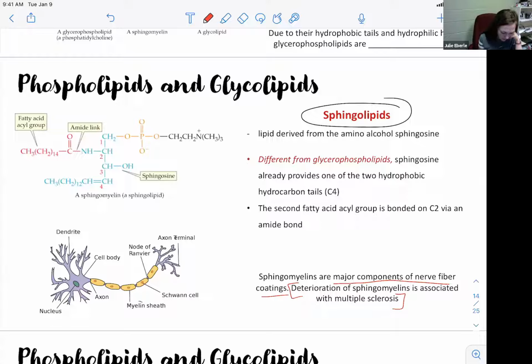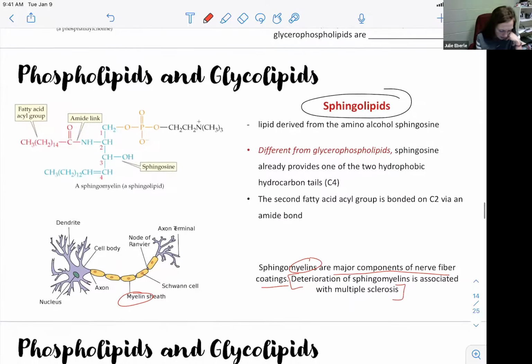This is why it's called the myelin sheath, right? Because of sphingomyelins. These are the fats that coat our nerve fibers, and they're really important for that. Okay, let me keep going.